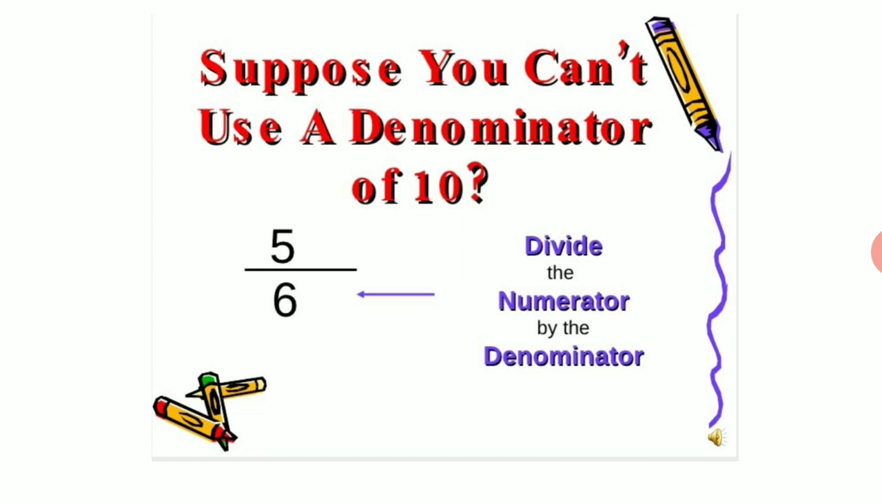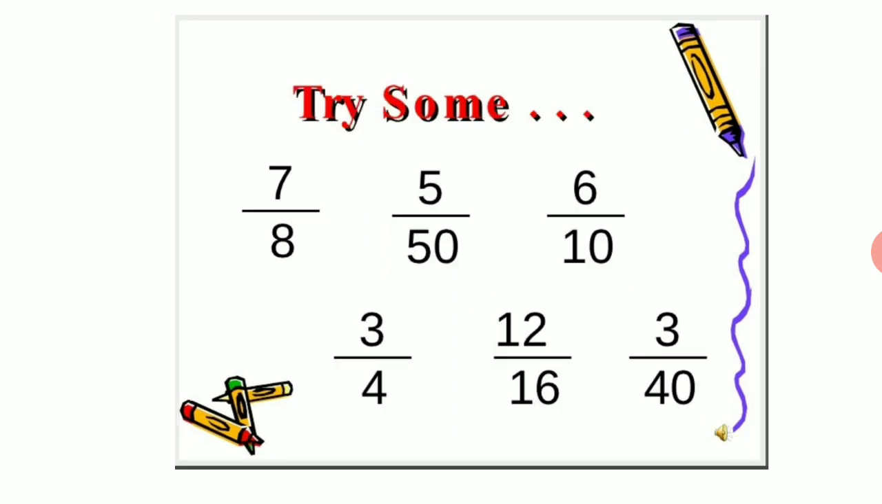Then we see in the table of 6 how many times it goes. 50 goes how many times? 6 8s are 48, so the quotient becomes 8. 50 minus 48 is 2. We have the remainder as 2. So the answer will be 0.8. Further, if you want to go on dividing, you can carry on the division.